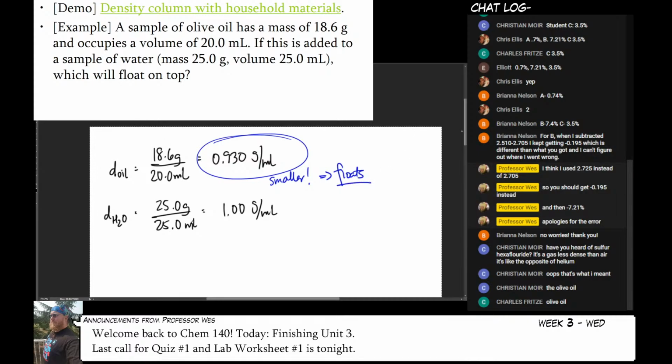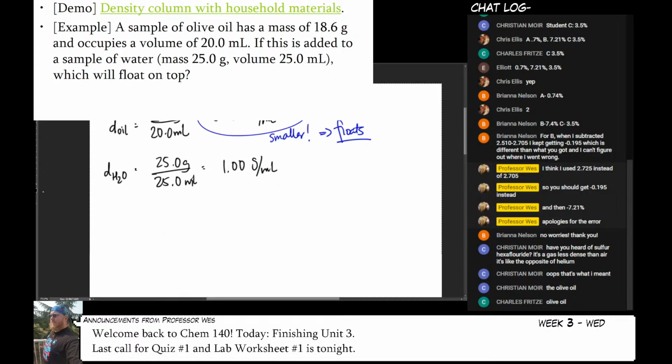And so when we draw it in our little container down here, we've got a layer at the bottom. This would be our water. Well, we've got a smaller layer on top because there's less of it. This would be our oil. And they do not mix together. They do not form a homogeneous solution. They remain heterogeneous. Now, why is that? We'll talk about that later.